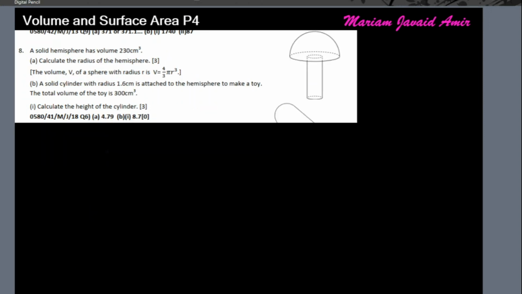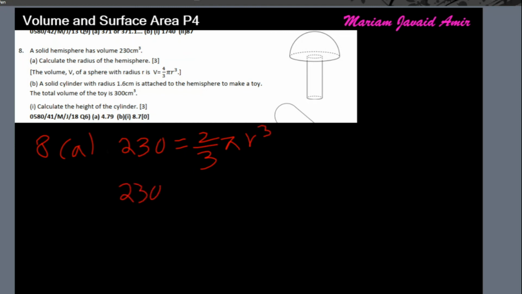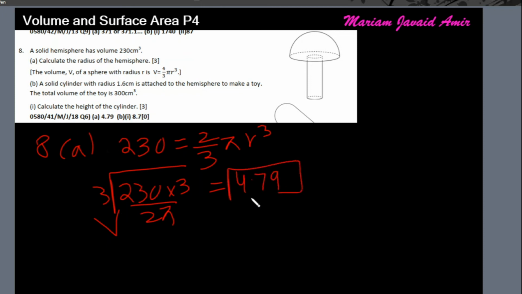Question 8. Part A, calculate the radius of the hemisphere. We know the volume, which is 230, and the volume of a hemisphere is 2 by 3 pi r cube. Make r the subject. So 230 times 3 divided by 2 pi, and cube root of the answer, which is 4.79 rounded off to 3 significant figures.